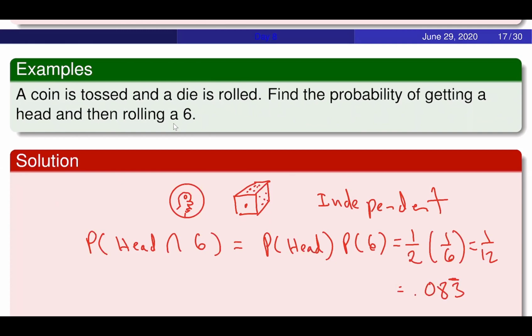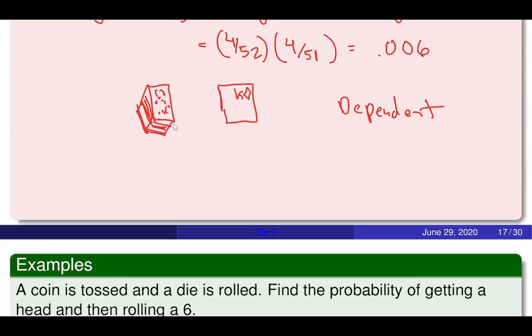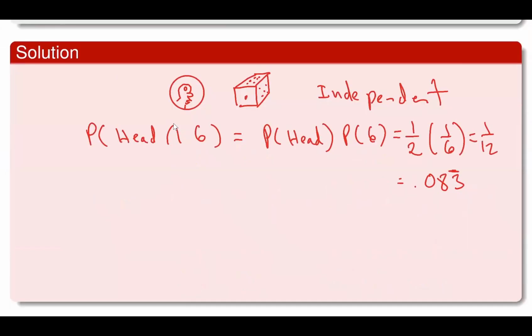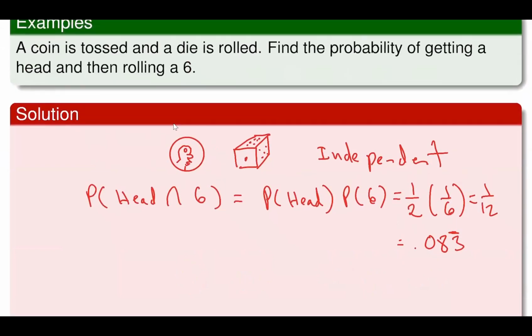So can you guys tell the difference between an independent event, which this one was, and a dependent one? Any follow-up question for this problem?